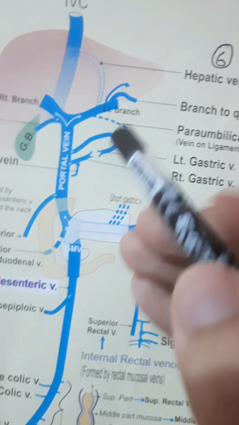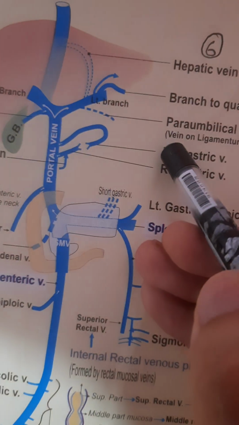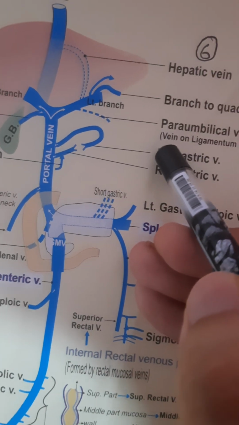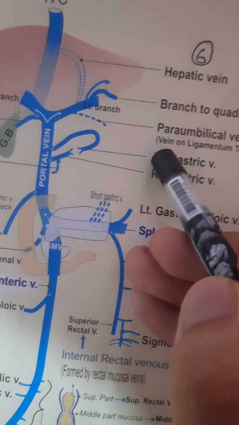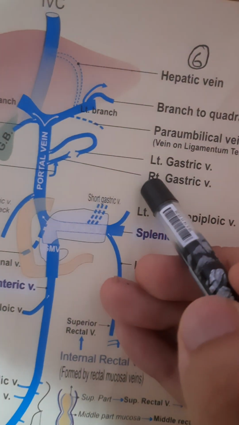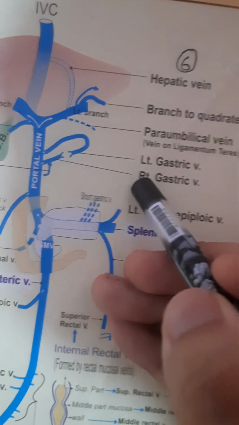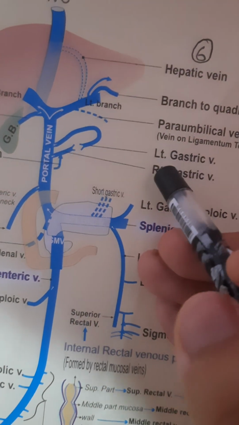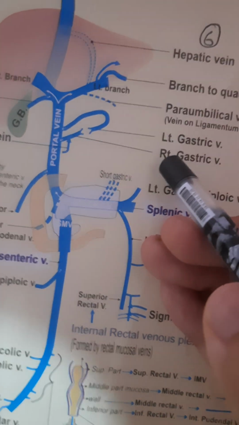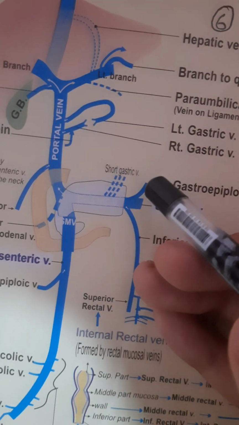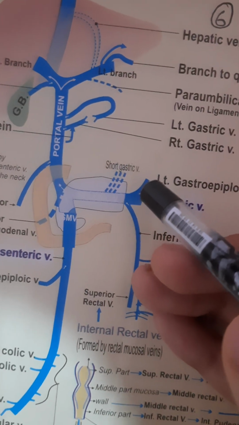The left gastric vein accompanies the corresponding artery, and at the cardiac end of the stomach it receives a few esophageal veins. The right gastric vein accompanies the corresponding artery, and it receives the prepyloric vein. The paraumbilical veins are small veins that run in the falciform ligament along the ligamentum teres and establish anastomosis between the veins of the anterior abdominal wall present around the umbilicus and the portal vein.